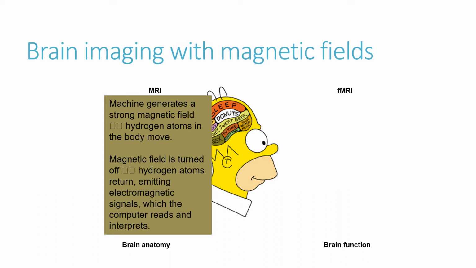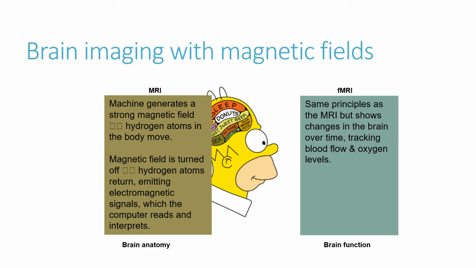Now, an fMRI is different from an MRI in that it's not providing you information just about brain anatomy, but instead it's adding to this and providing information about brain functioning. So it has the same principles as the MRI, but it's showing changes in the brain over time. It's tracking blood flow and oxygen levels.